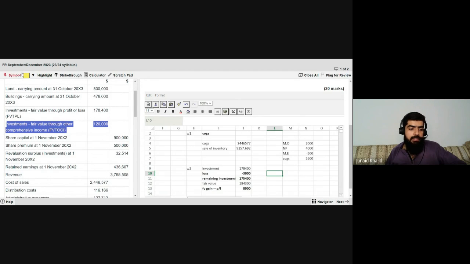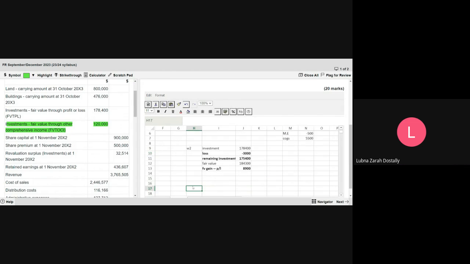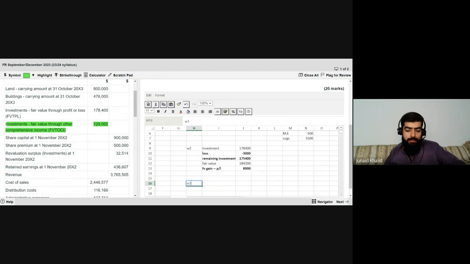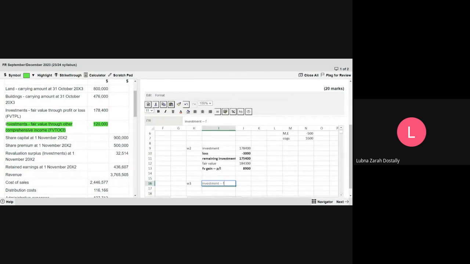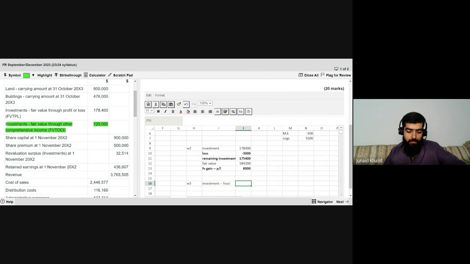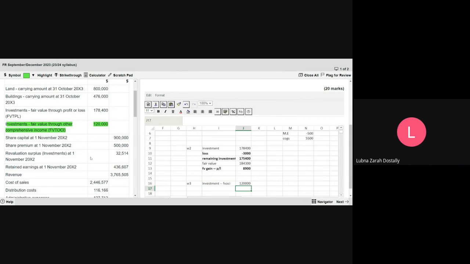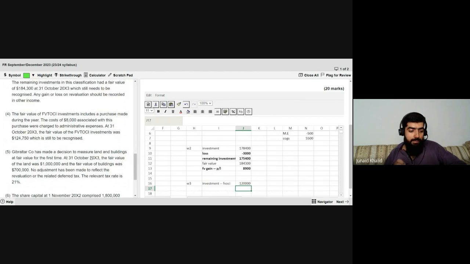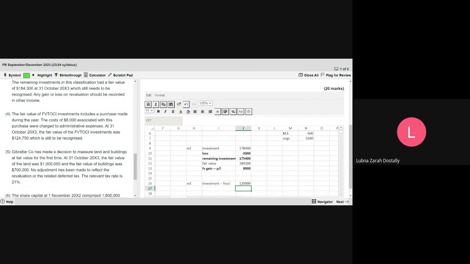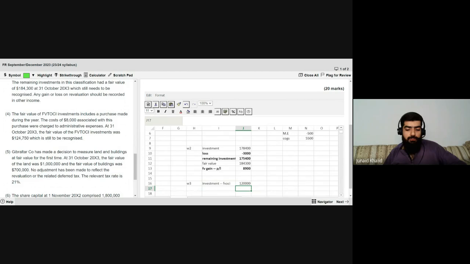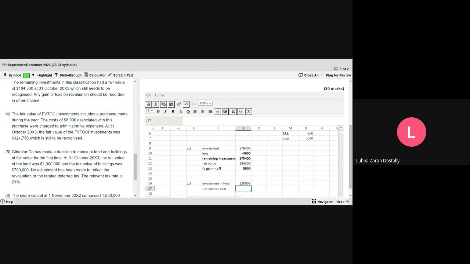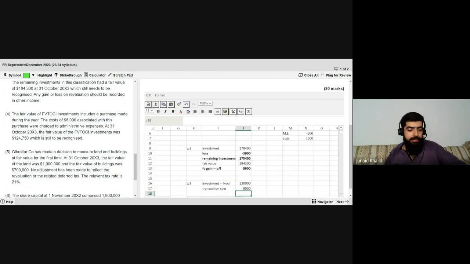So far, the amount that is given here is 120,000. Yes, 120,000. That is the investment, fair value OCI, 120,000. Now, what went wrong? They should have capitalized how much amount? 8,000 more. Very good. And therefore, what we have to do is add the transaction cost, with the amount of 128,000 of the investment. Great.